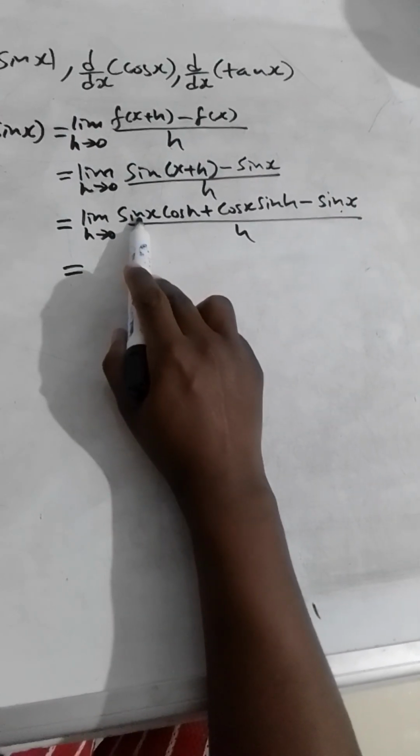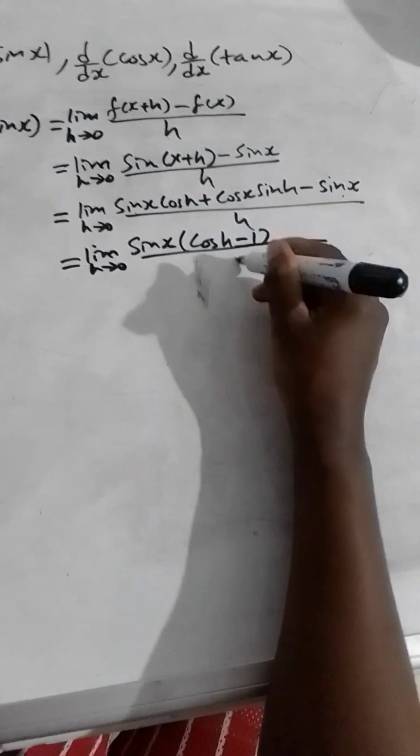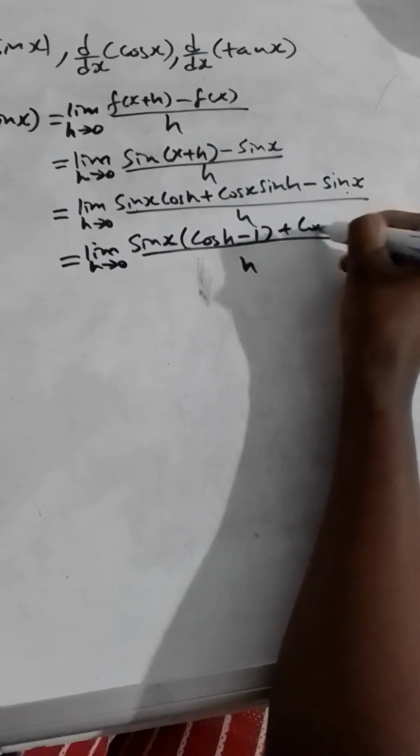And then if you check here, sine x, common factor, we can take it out. We have the limit as h goes to 0 of sine of x into cos of h minus 1 over h, plus cos of x sine h over h.